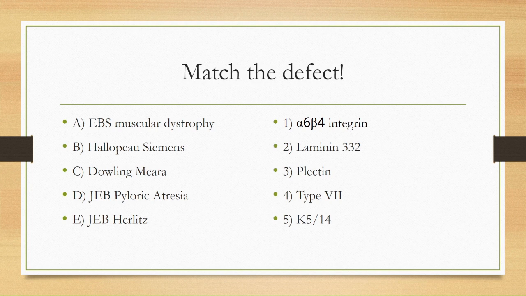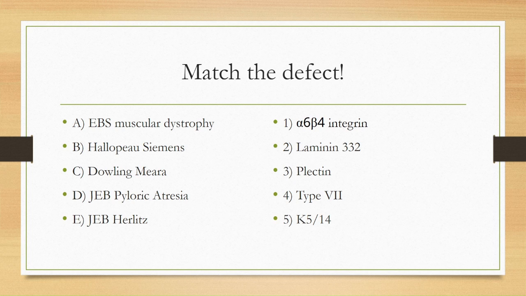Match the defect here: EBS muscular dystrophy, Hallopeau-Siemens, Dowling-Meara, JEB pyloric atresia, JEB Herlitz. Yeah, and I know you're probably cussing at me because I have the eponyms up here, but I just want to make sure that you guys are familiar with the eponyms, because I don't know how much the eponyms have been favored out when you're going to do your board exams, or if they're going to keep sneaking up on you. So it's just good to be healthily aware of the subtypes.